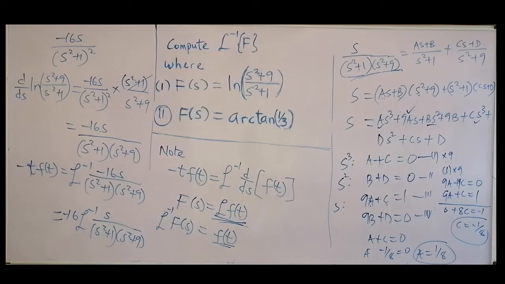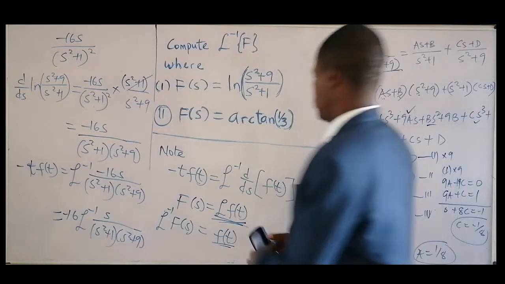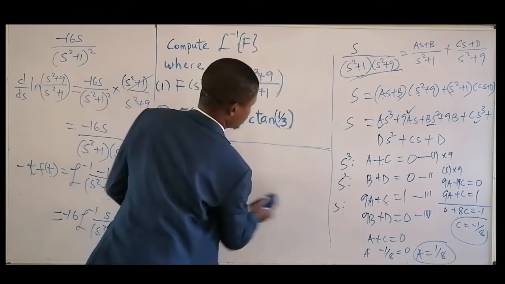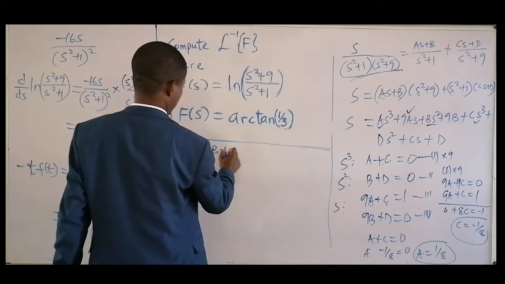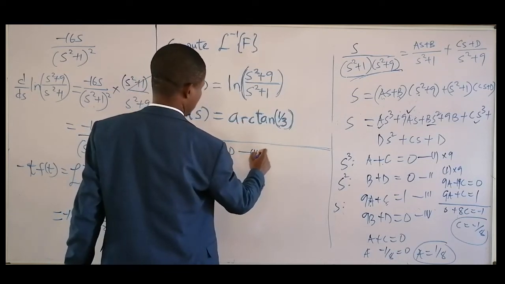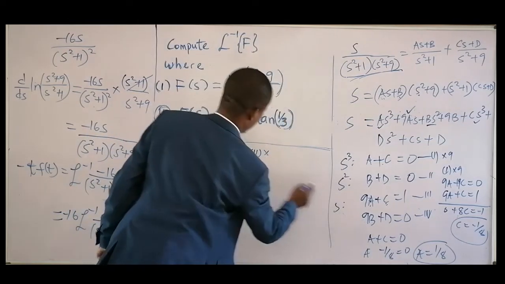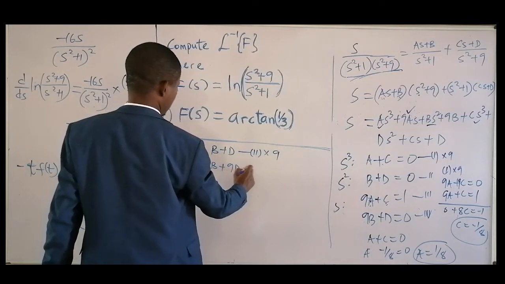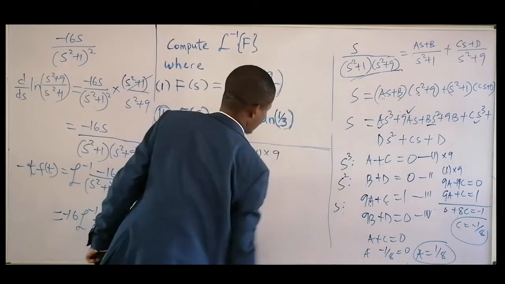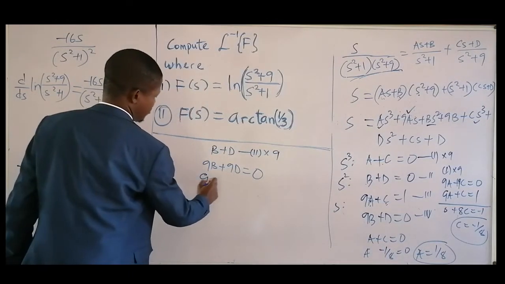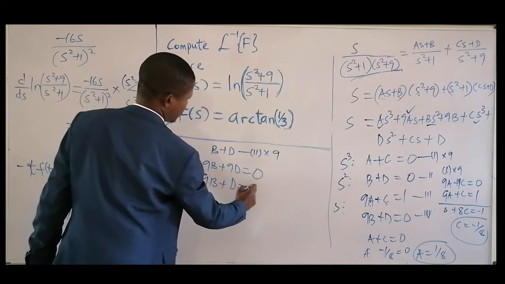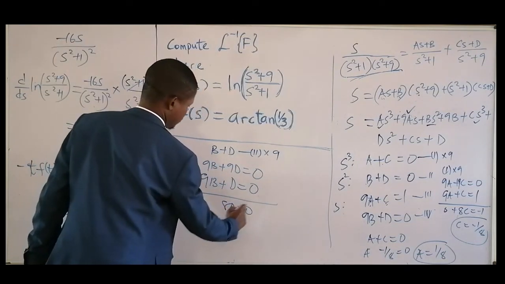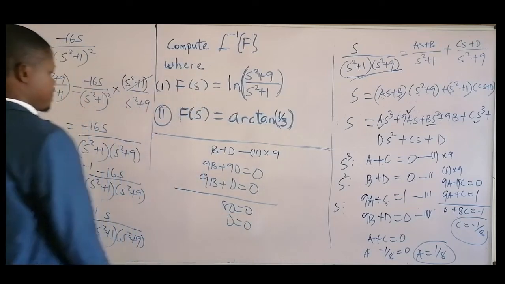Then we can combine equation 2 and 4 together. Equation 2 is b + d = 0. We multiply that one by 9 also, so we have 9b + 9d = 0. Combine with equation 4, which is 9b + d = 0. Then subtract the two equations, and we have 8d = 0. So d is 0.